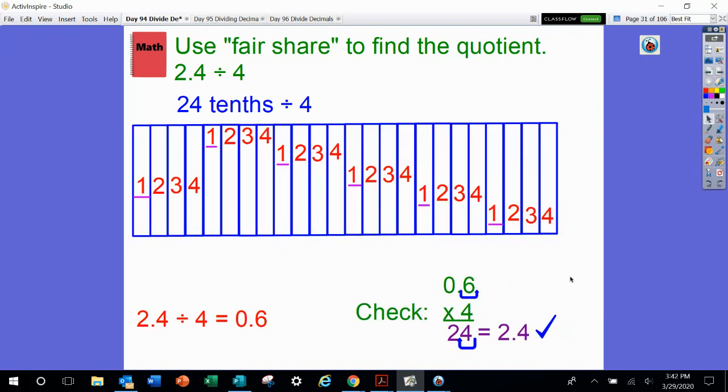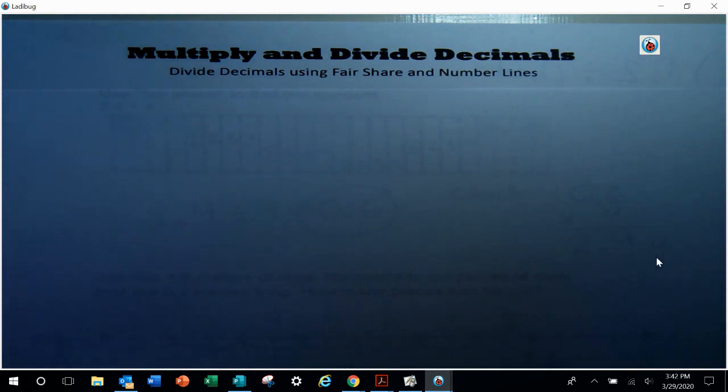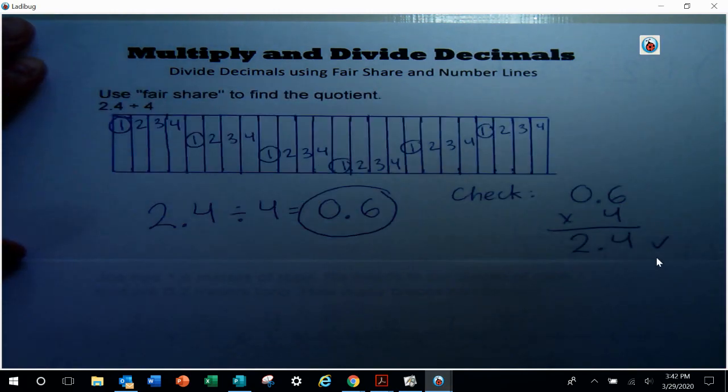Okay, so your notes should look like this. Okay, please make your notes look like mine if they don't already. Pause the video if you need to do so.